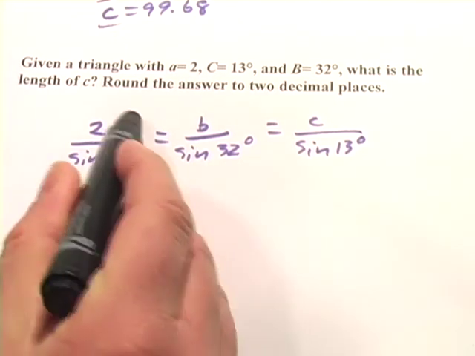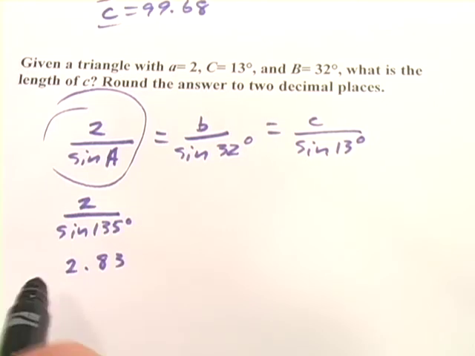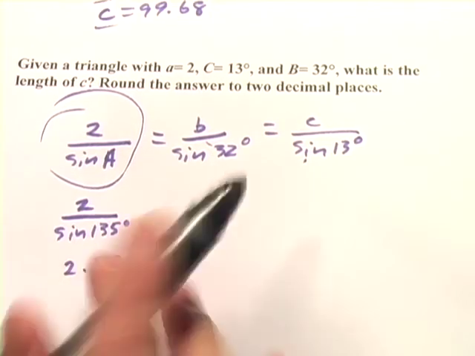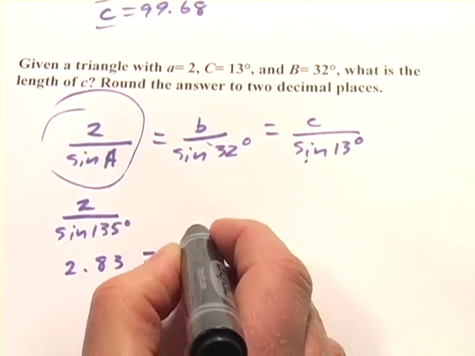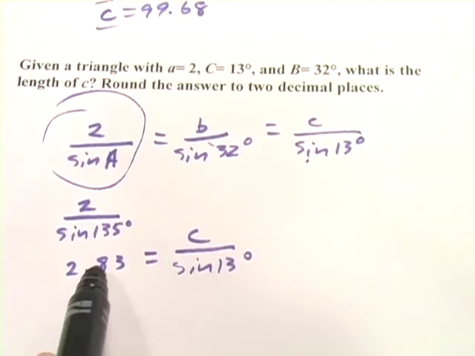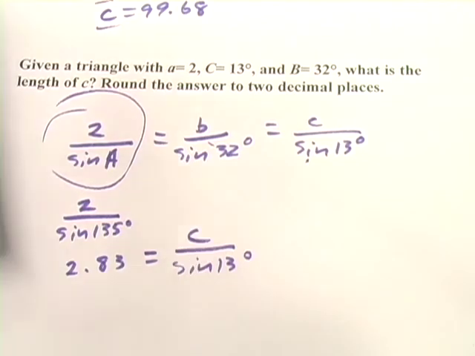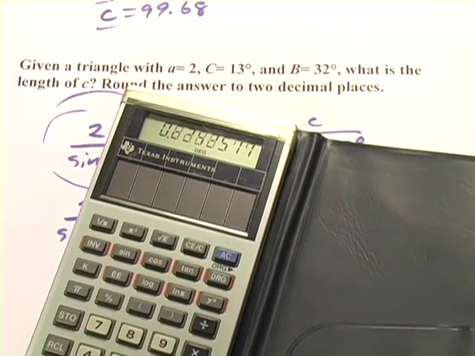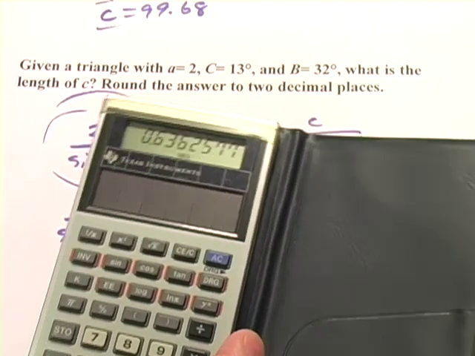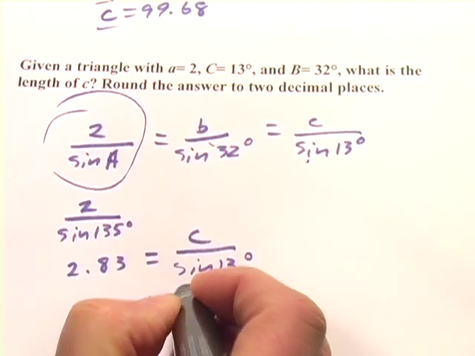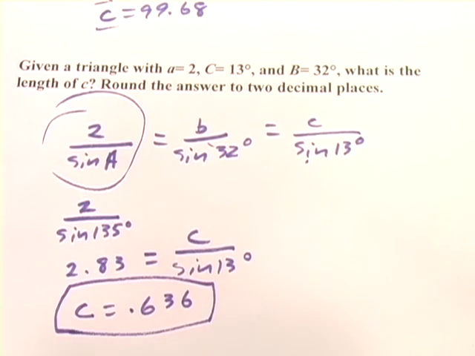Now this value, which is this right here, we can set equal to either one of these things. Since we want to solve for C and we don't really care about B right now, I'm just going to skip that part and set that equal. So this equals C over the sine of 13 degrees. So all we have to do is multiply 2.83 by the sine of 13 degrees and we'll solve for C. So we'll multiply that by the sine of 13, and we get 0.636. So C equals 0.636. So that's a little bit about using the law of sines to solve triangles.